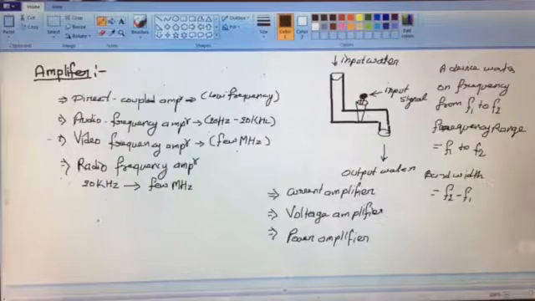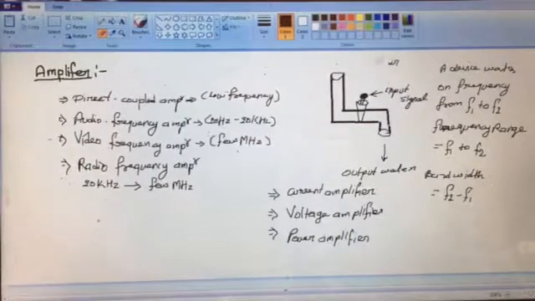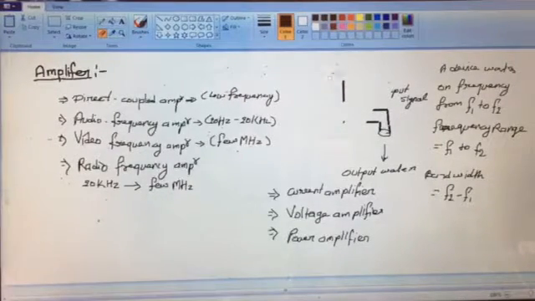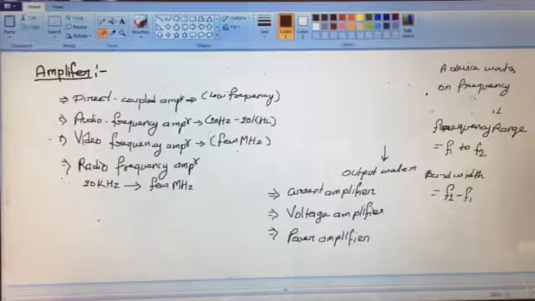Now, all the amplifiers are made with the help of some electronic components and also some electrical components. In case of electrical components, there will be resistance, inductance and capacitance. That means we will use resistor, capacitor and inductor. So we can define the amplifier on the basis of the components used to make it.